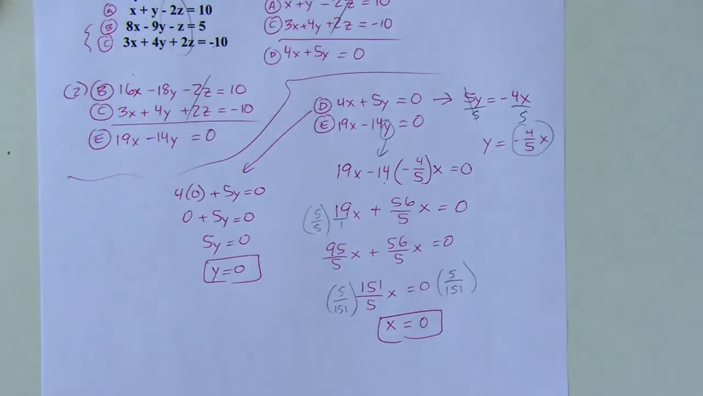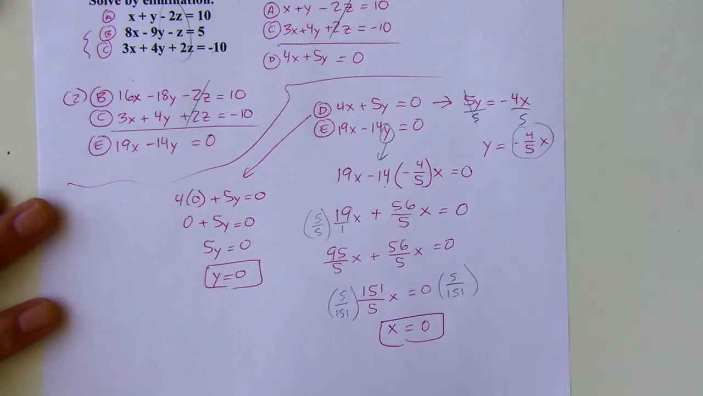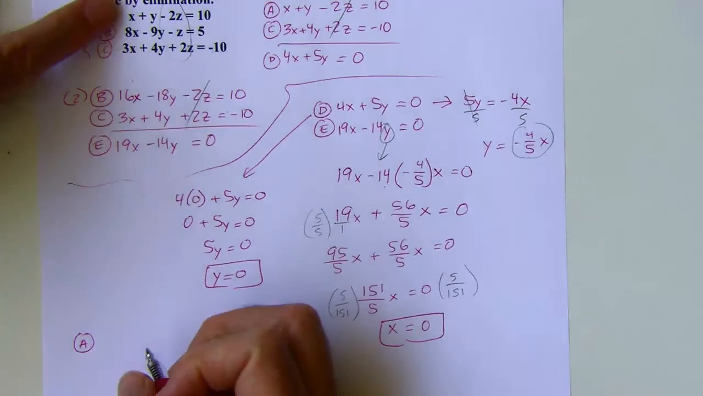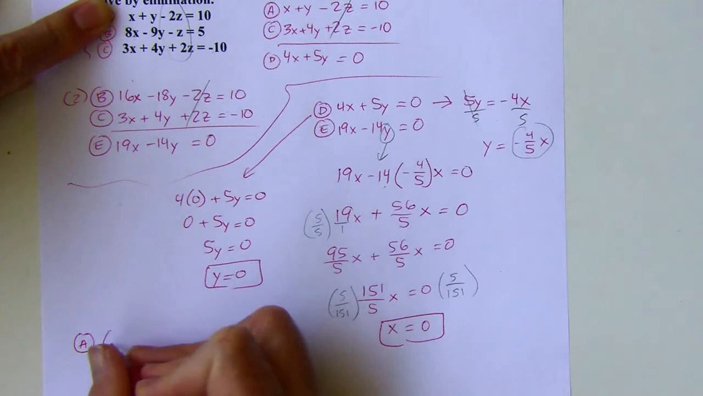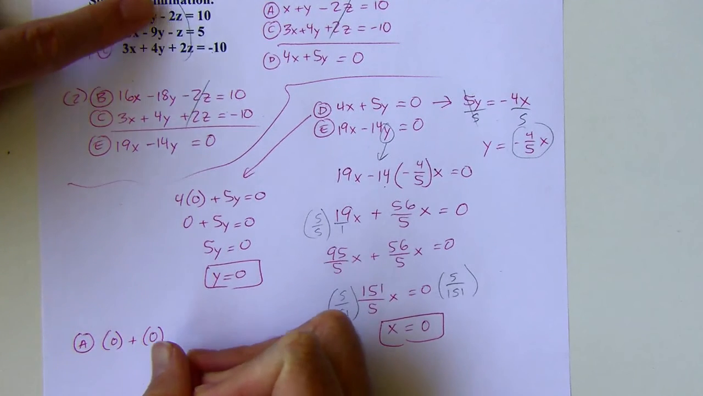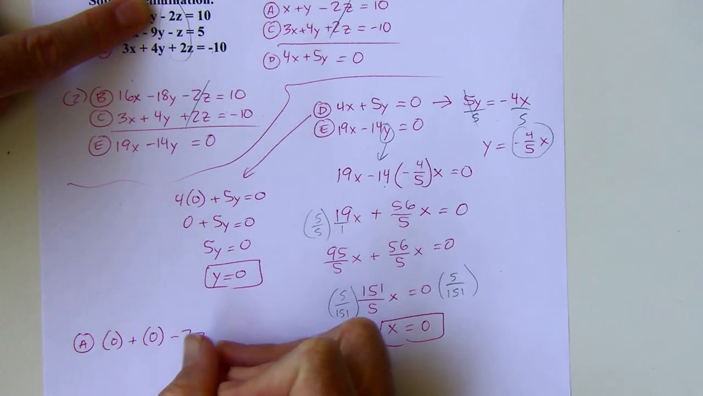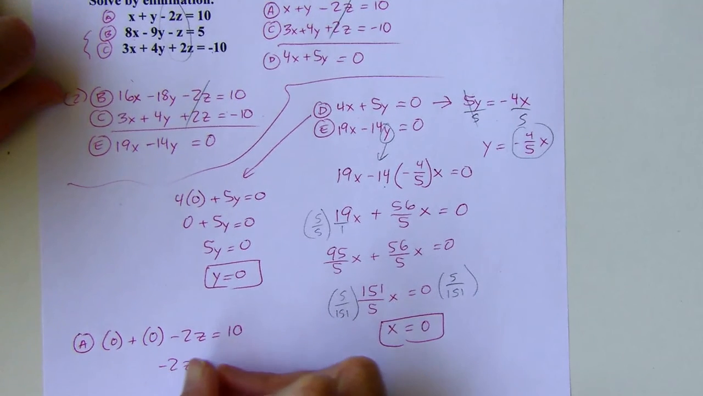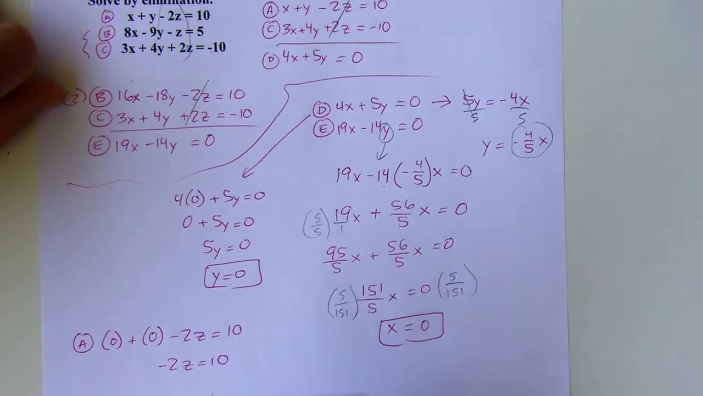Now that means I'm going to go back to one of the original equations. I'll just use equation A. And I'll plug in the two variables I know. So this is x. I know x is 0. Plus y. Y is also 0. Minus 2z equals 10. So negative 2z equals 10. And that means z is going to equal negative 5.